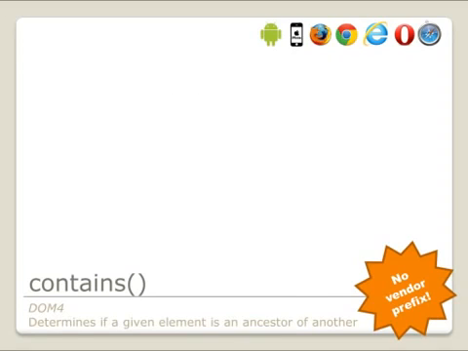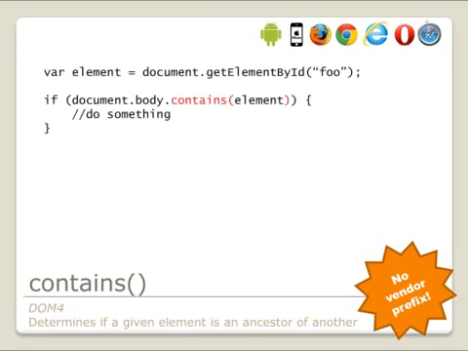Another DOM extension, this one doesn't have to do necessarily with text nodes and elements, is called contains. This is part of DOM 4, and it determines if a given element is an ancestor of another. Once again, very well supported across browsers, and you don't need a vendor prefix to use it. It looks like this. When you have an element reference, you can pass that into contains and see if that element is a child or descendant of another. So in this case, the element with ID of foo is probably inside of the document's body element. So if I say document.body.contains element, that should return true, and then I can do something with that information.